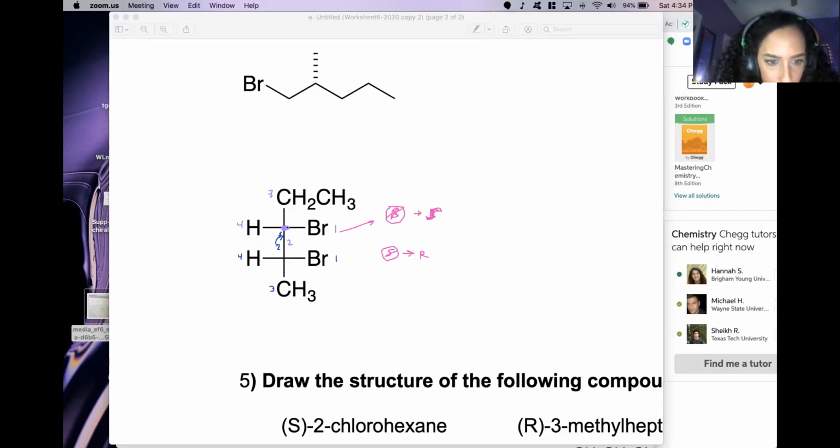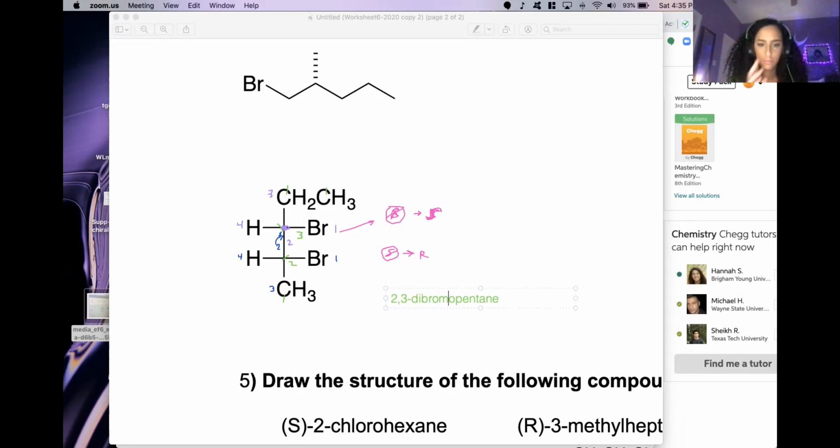One, 2, 3, 4, 5 carbons. So this is carbon 2, this is carbon 3. So we're going to have pentane, 2, 3 dibromo.